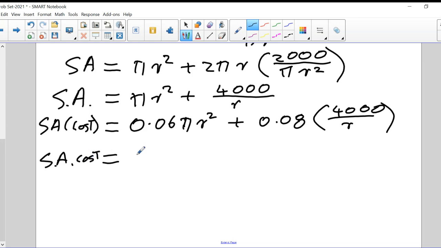This is again costs. So 0.06 pi r squared. And I can multiply that 0.08 times that 4,000. And I believe that's going to be 32, over r. Double check that for me, please. 0.08 times 4,000. Is that 32? Help me out there, please, folks. I don't think it's 320. 8 times 4 is 32. Yeah. Oh, 320. It is 320.